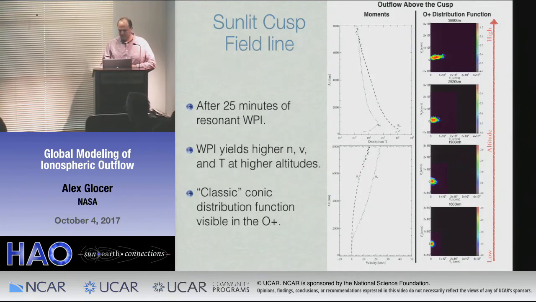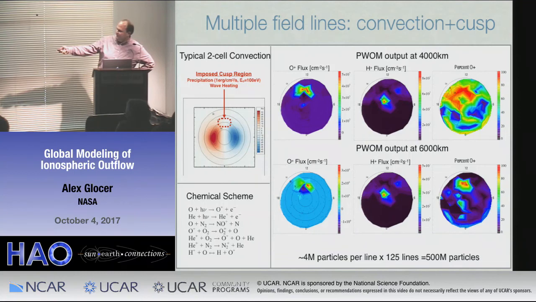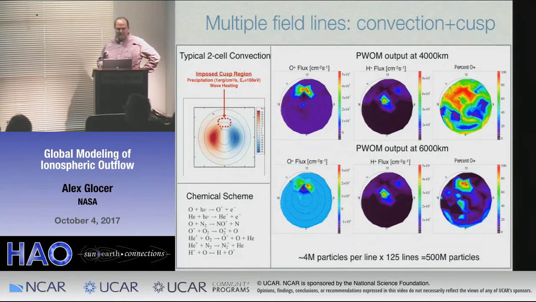All right. So actually, I would just say that I think what to use for the waves is the biggest source of uncertainty in this approach. But nevertheless, we press on, and so to test what these cusp effects look like when you include convection, I impose a typical two-cell convection pattern on the polar cap. And I also artificially impose a cusp region. And in that cusp region, I put a soft electron precipitation. I turn on this wave heating term.